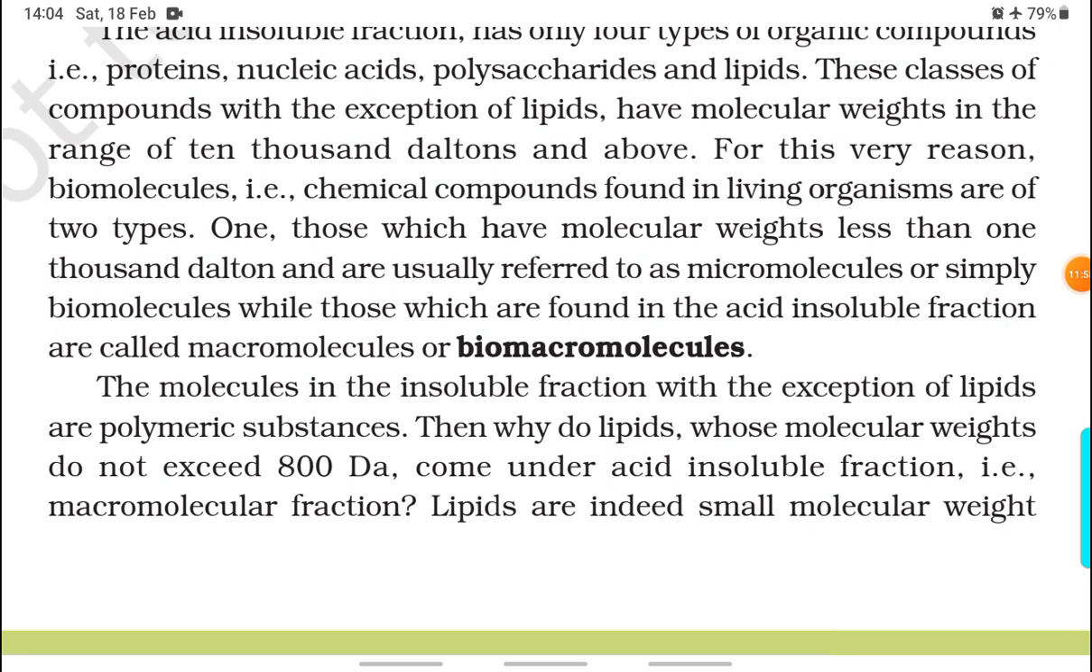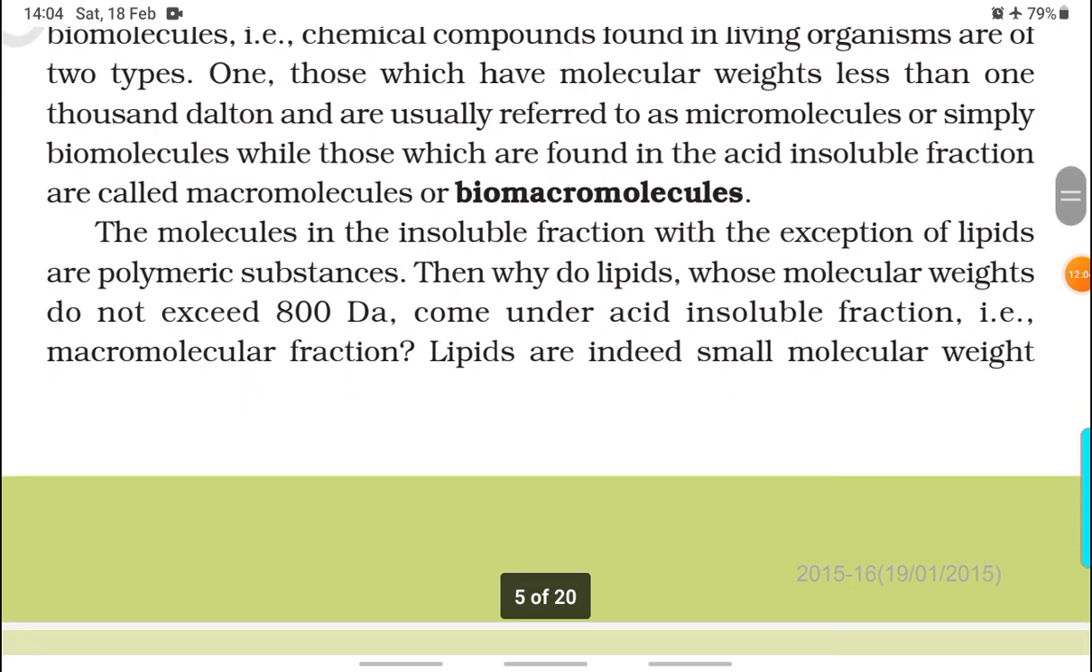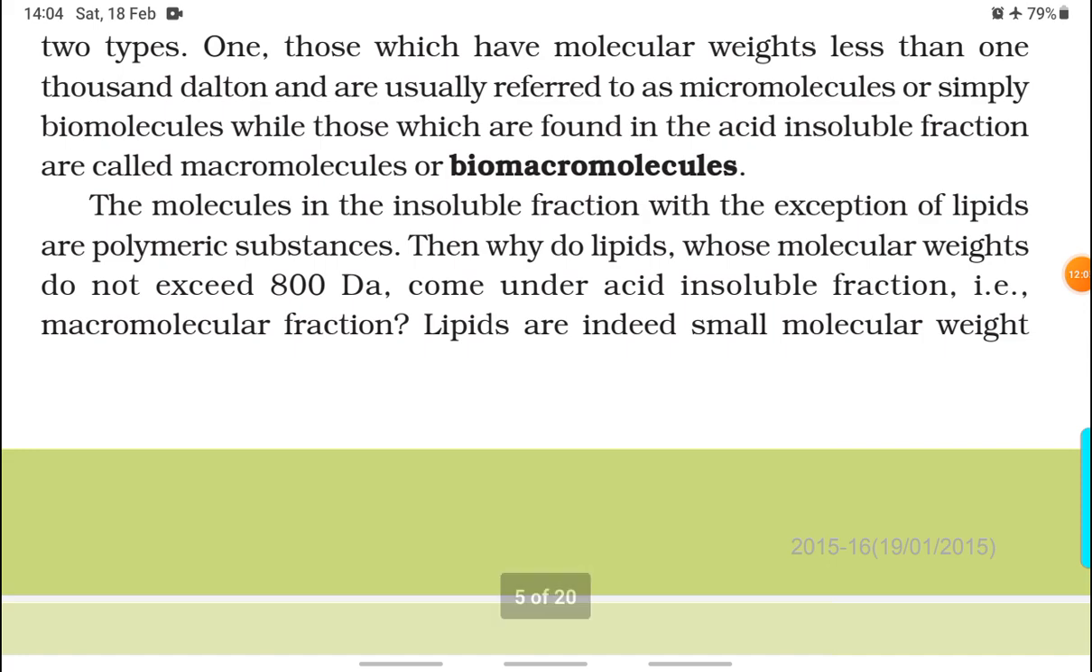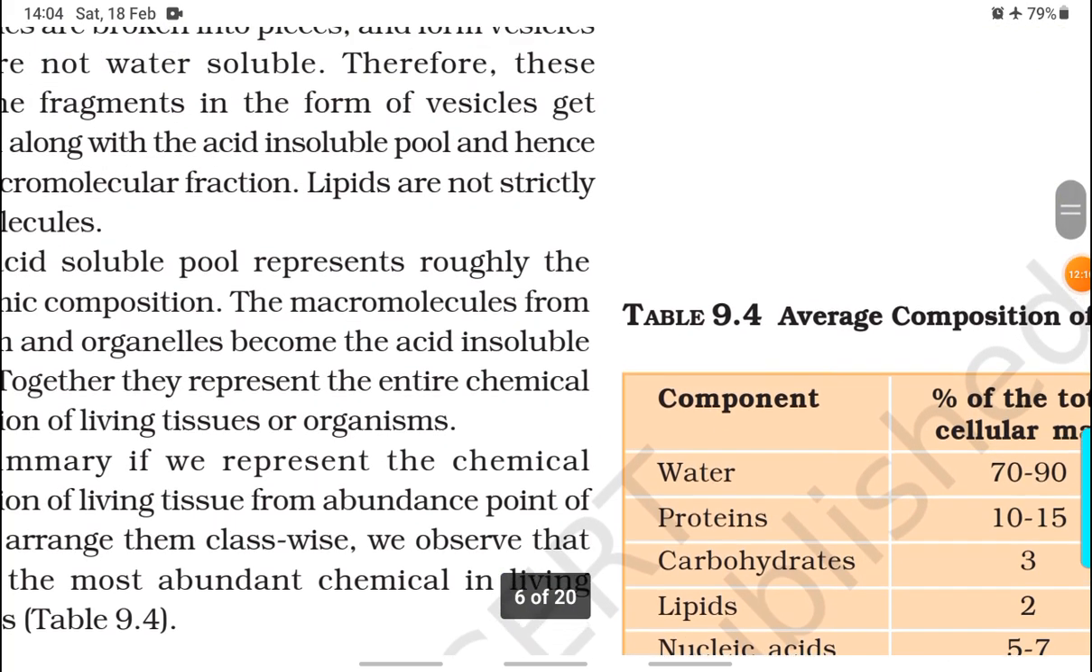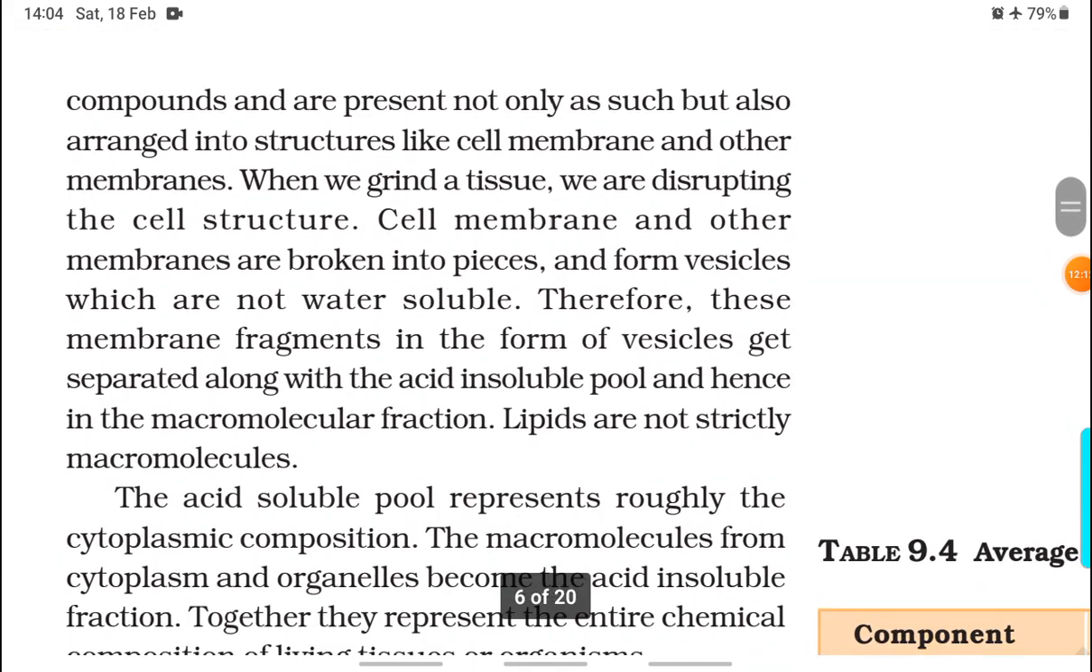Then why do lipids, whose molecular weight does not exceed 800 daltons, come under the acid insoluble fraction, that is the macromolecular fraction? Lipids are indeed small molecular weight compounds and are present not only as such, but also arranged into structures like the cell membrane and other membranes. When we grind a tissue, we are disrupting the cell structure. Cell membrane and other membranes are broken into pieces and form vesicles, which are not water soluble. Therefore, these membrane fragments in the form of vesicles get separated along with the acid insoluble pool and hence in the macromolecular fraction. Lipids are not strictly macromolecules.